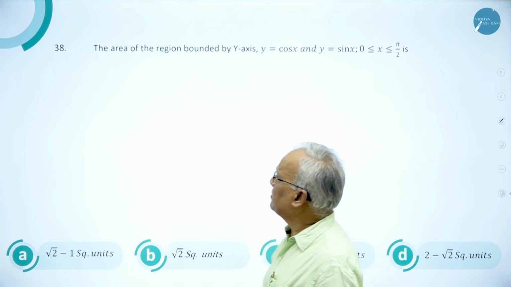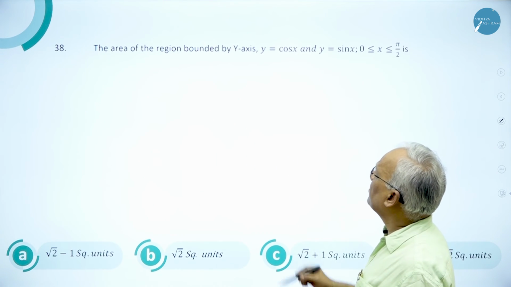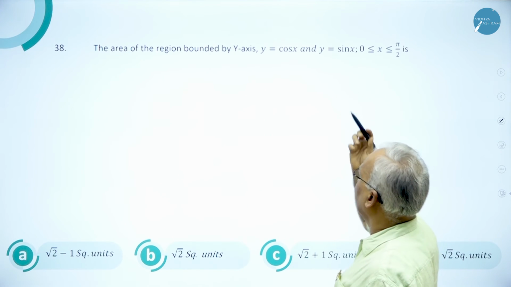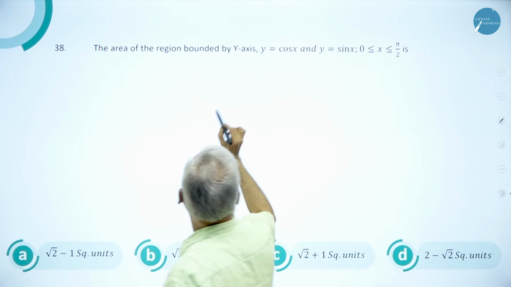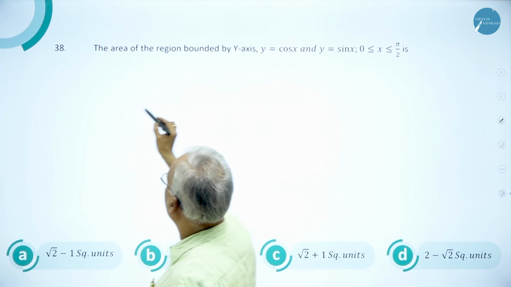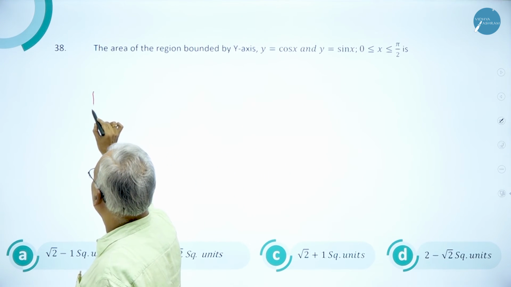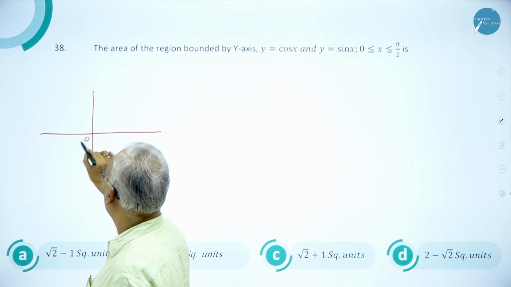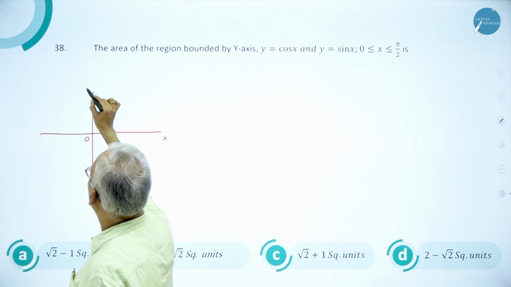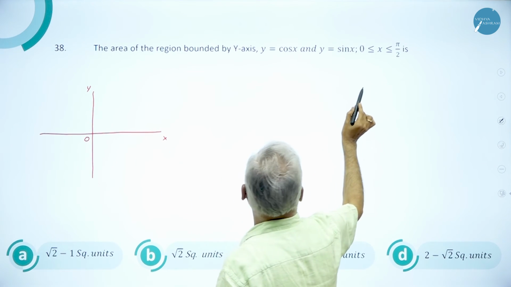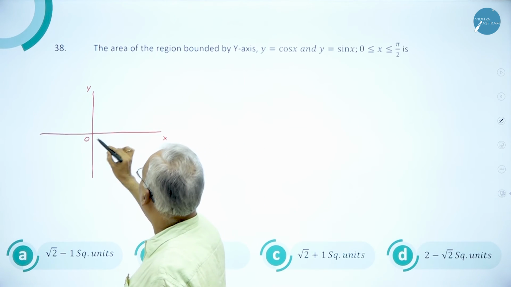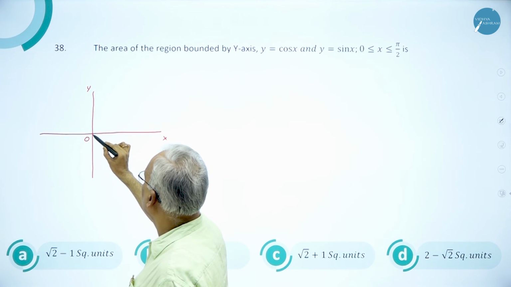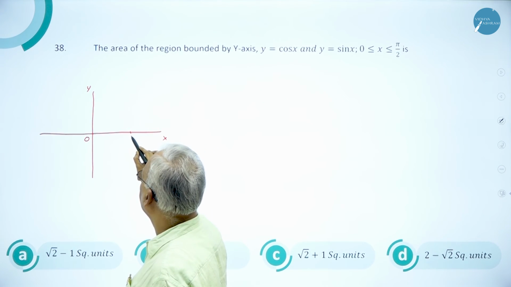Okay. The next one, area of the region bounded by y-axis, y equal to cos x and y equal to sin x. Again, without a diagram, you cannot get the interval. Origin, x-axis, y-axis, between 0 and pi by 2. I take y equal to cos x up to pi by 2.